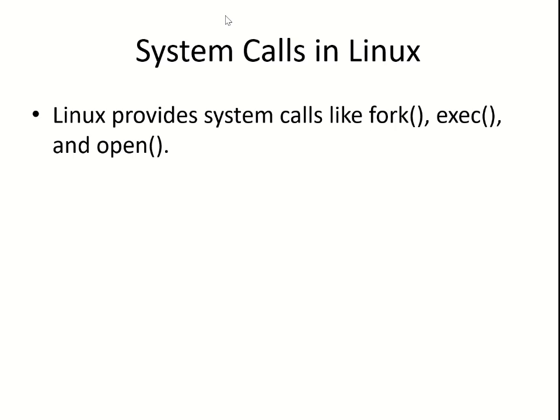The fork() system call is used for creating new processes. The exit() method is used by a program or process to terminate its execution. And the exec() method is used to execute the user program. And this is about system calls in Linux.